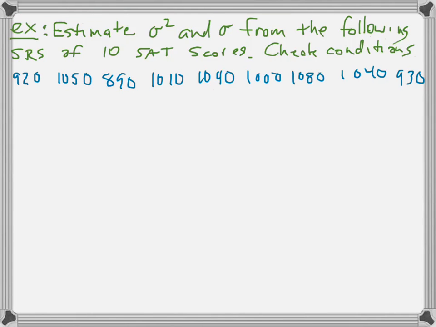Okay, estimate the population variance and the standard deviation of the population from the following simple random sample of 10 SAT scores. And let's check the conditions in the meantime. So we have 10 SAT scores: 920, 1050, 890, 1010, 1090, 1000, 1080, 1040, 930.